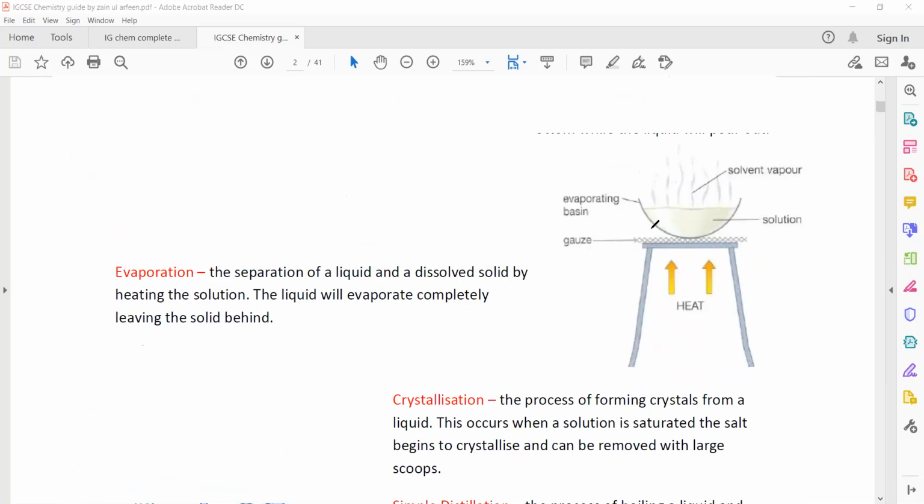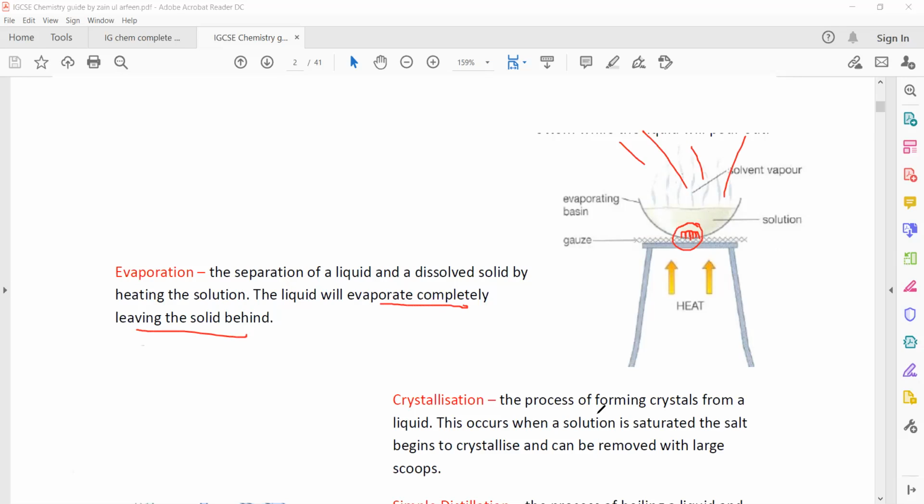In evaporation, we take this, which is called a china dish. It is a small dish in which we take a small quantity of a solution and we supply heat energy. When we supply the heat energy, the liquid will escape. After some time, all the liquid escapes, and we are left with the solid which was dissolved. We call this technique evaporation. It is the separation of a liquid and a dissolved solid by heating the solution, so the liquid evaporates completely, leaving behind the solid.